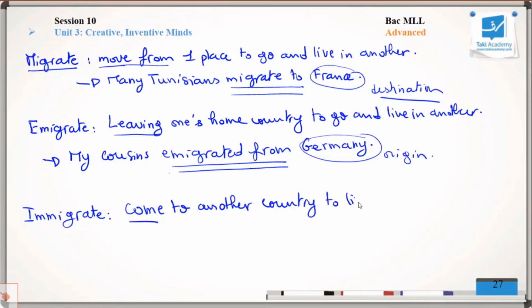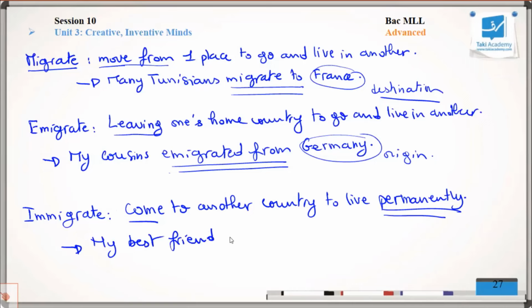To live permanently. So you live there forever. It's not just for a period of time. For example, my best friend immigrated to the US in 2018.